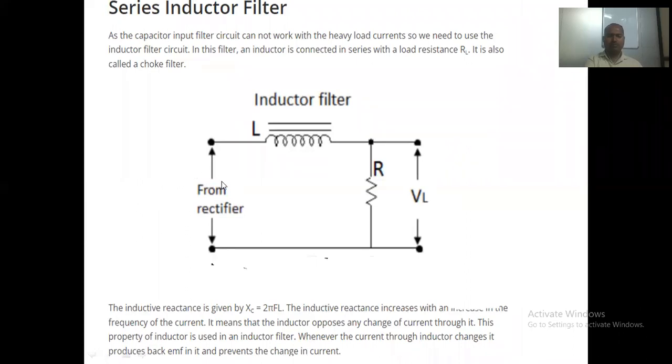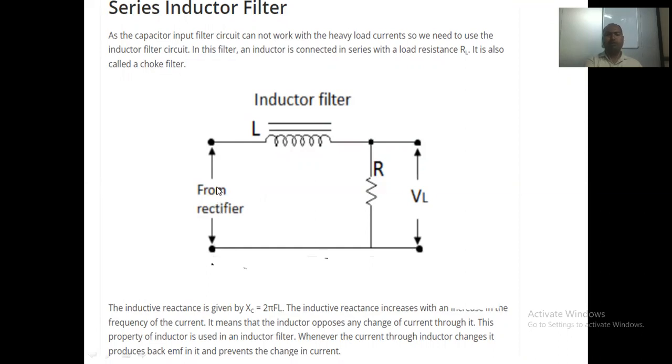Means before the use of the filtration, it has been rectified. Whatever the AC voltage is applied to the transformer, it is sent over the diode configuration, which is a full bridge or full center-tap type configuration. So the output of that full bridge or center-tap comes across here. That's why the rectifier output is applied across the input of the inductor type of filter, right?